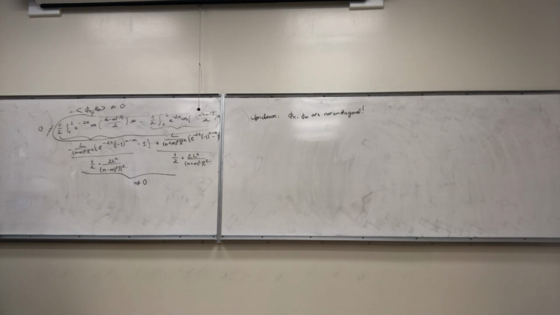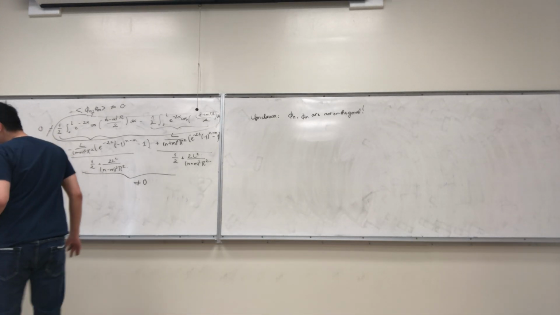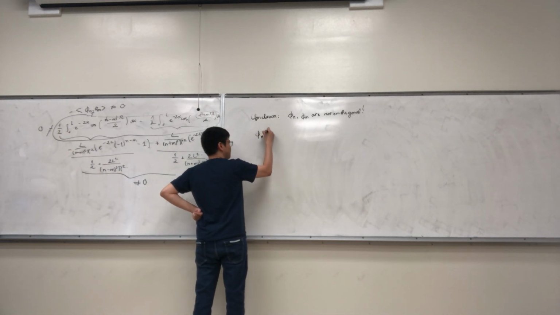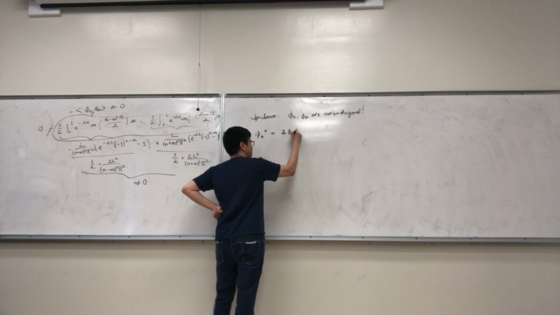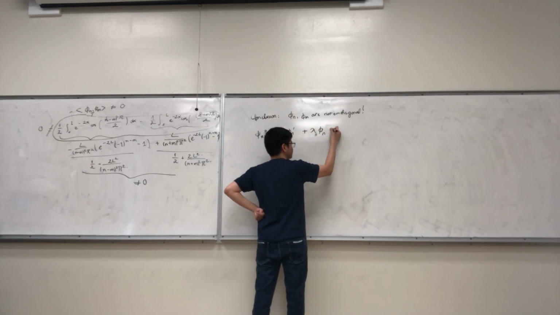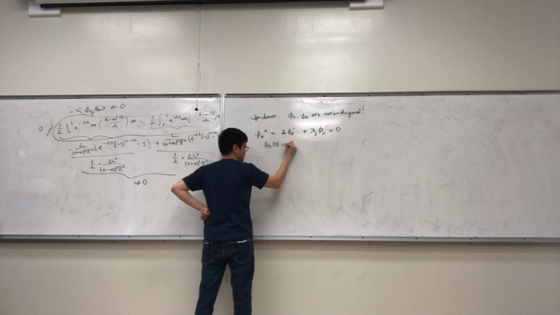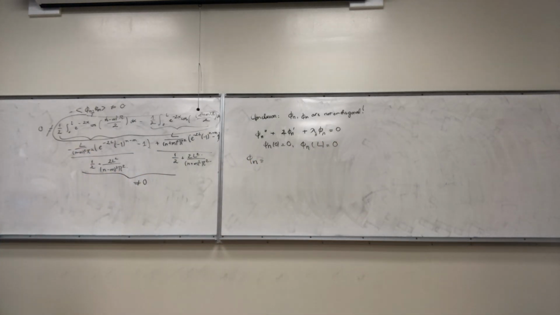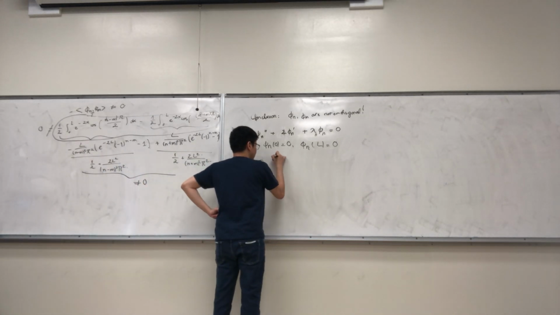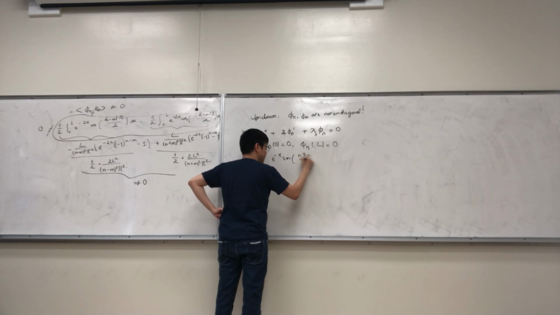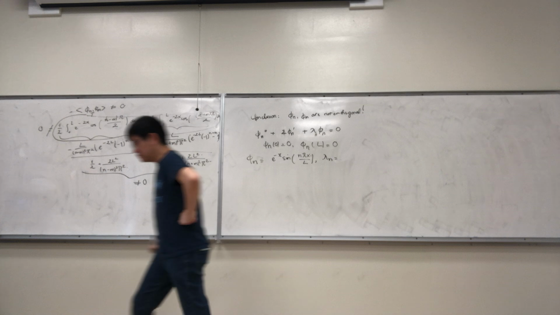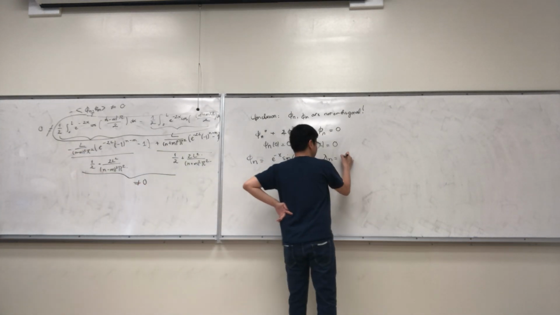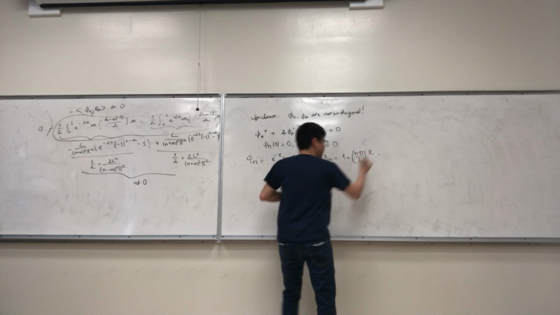So let me recall what is the form of phi n and phi m. In this case, phi n double prime plus 2 phi n prime plus lambda phi n is equal to 0. Phi n at 0 is 0, and phi n at L is 0. So in the previous class, we computed phi n, and this is exponential of minus x sine of n pi x over L. And lambda n will be 1 plus n pi over L squared. All right?